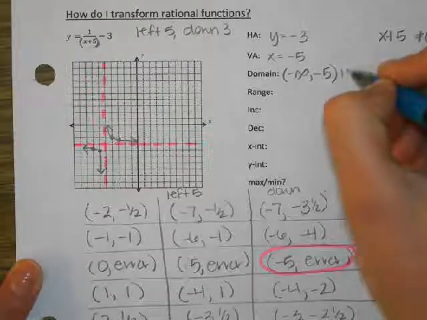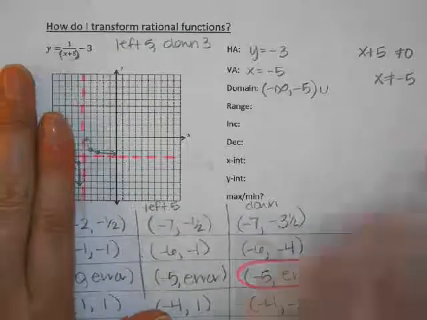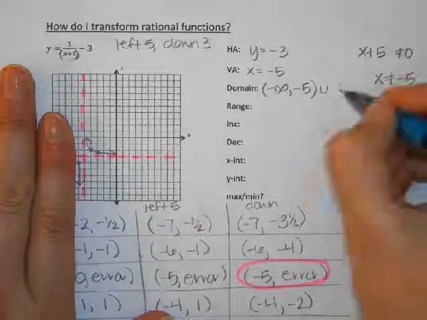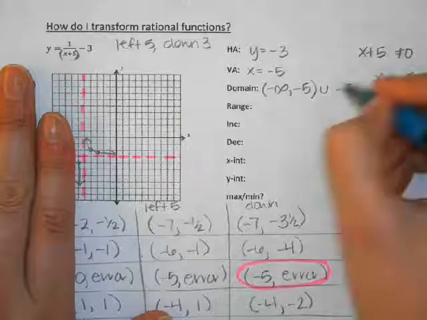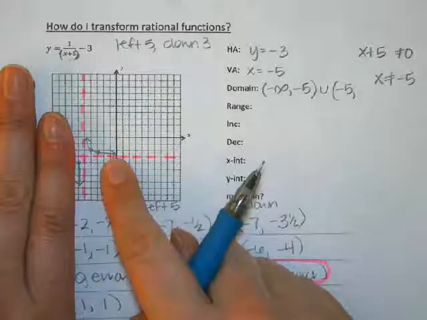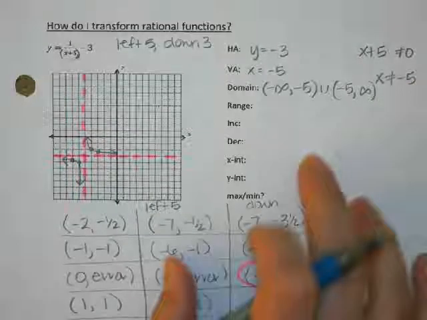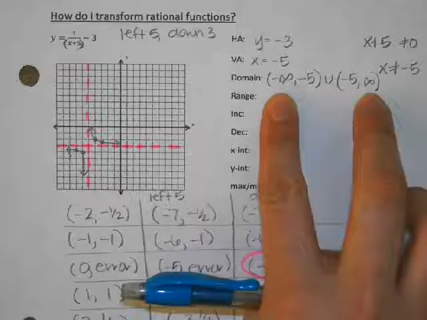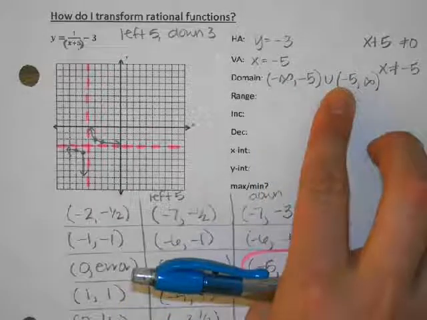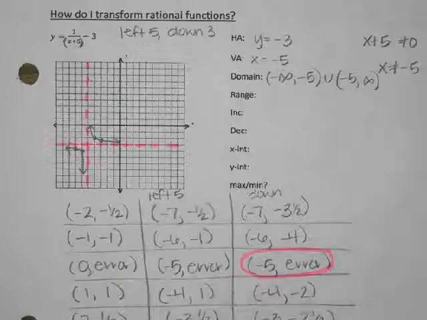I'm going to put a U because I have 2 pieces to my answer. And then the right curve starts at -5. Should I put a bracket or a parenthesis? Parenthesis. And it goes to a right arrow, which is infinity. So it's kind of like saying go from -infinity to +infinity, but skip -5. That's what this notation is saying. Okay. How about the range?